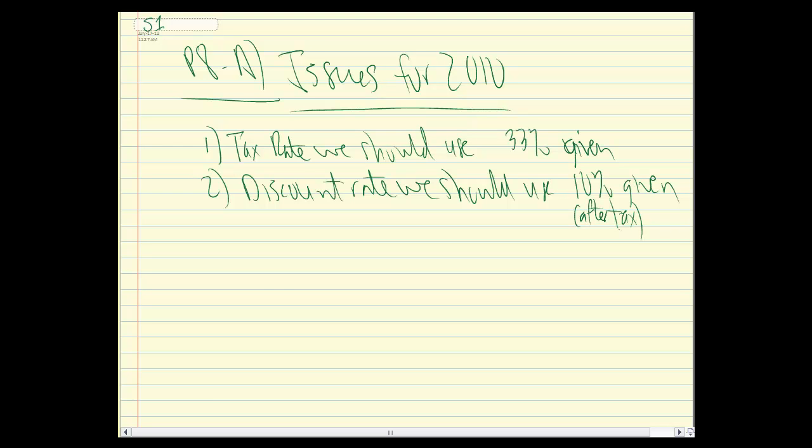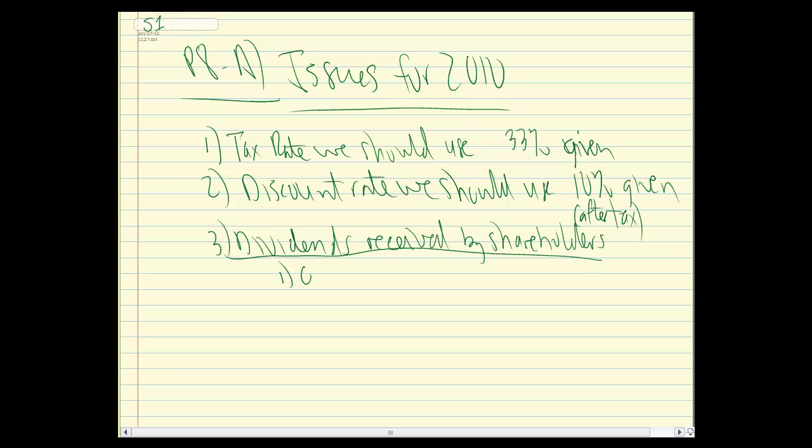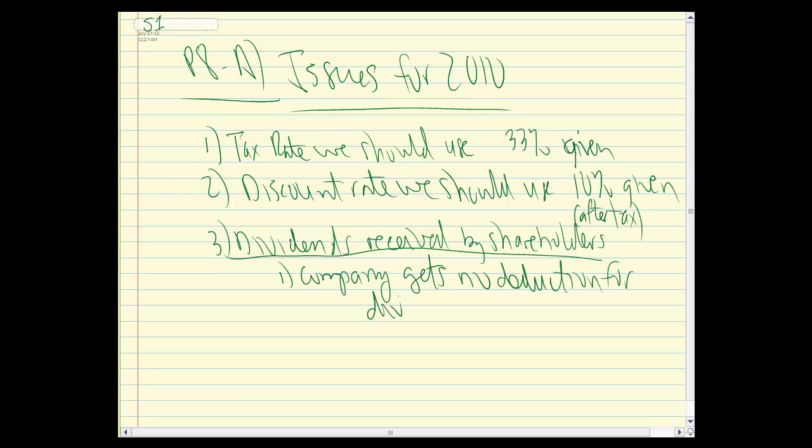So item number 3, in terms of your issue summary, is dividends received by shareholders. The company gets no deduction for dividends paid. Everybody agree? Company does not get a deduction for dividends paid. Contrast that to interest. Company gets a deduction for interest paid. So when companies look at what kind of payment they're going to make to shareholders, you have to look at the fact that it's non-deductible to the company.